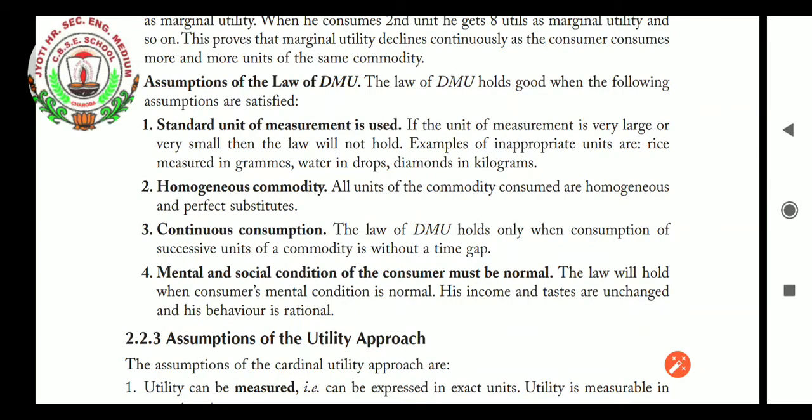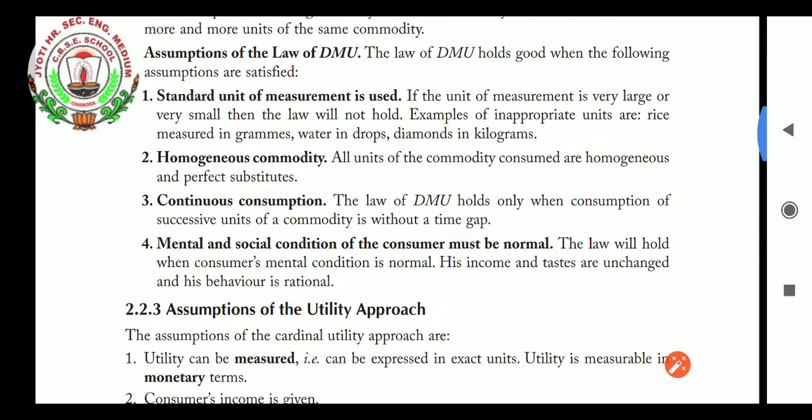The very first is that a standard unit of measurement is used. If the unit of measurement is very large or very small, then the law will not hold. Examples of inappropriate units are rice measured in grams, water in drops, diamonds in kilograms. So every unit must have some standard. Like when we get 1 cup of tea, it will satisfy us instead of 1 spoon of tea. The standard unit of consumption of tea is a cup of tea. It will be measured as 1 cup of tea, 2 cups of tea, and like that, not 1 spoon of tea or 2 spoons of tea. So some standard unit must be there to understand the law of diminishing marginal utility.